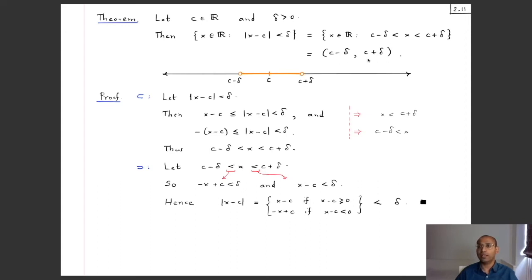So this is your A and this is your B. So it's a symmetrically placed set about the c. So you have the c, and then you go a distance delta on the left, a distance delta on the right, and all the points in between here is exactly this set.